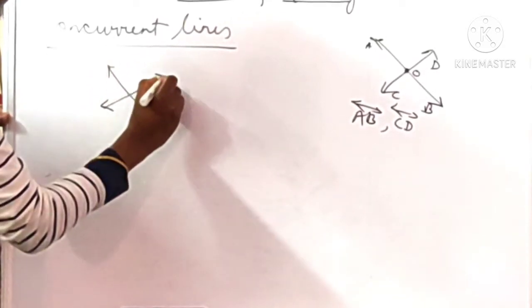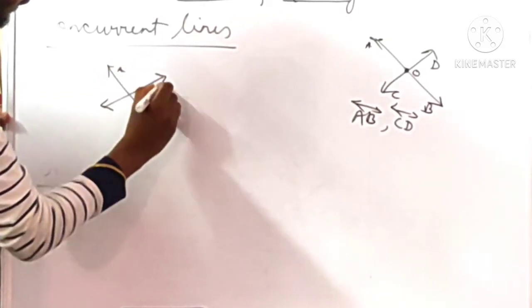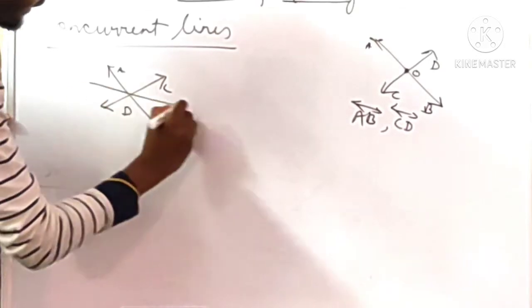Okay, you see, suppose this is line 1, AB, CD, and suppose I have drawn EF.